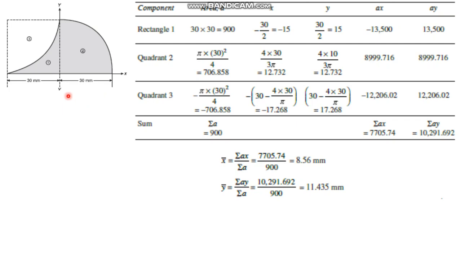Now first let us consider the rectangle area as 1, and we'll take that area as positive. The area of the rectangle is 30 by 30, so you have 900 mm square. The second area I'll take is this quarter of the circle, area pi into 30 square by 4, so that is 706.858. The third area is this quarter of the circle, which is negative, minus pi into 30 square by 4. These are the areas. The total area: this area and this area will get cancelled, so we will remain with 900.